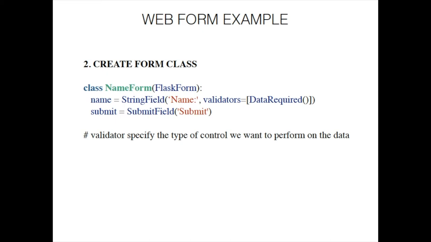Then I'm creating two things in this class, name and submit, which has all the attributes of this and new attributes of this. So these attributes exist for this, and also I'm adding these two attributes. FlaskForm doesn't have the attributes name and submit. I am creating these attributes for FlaskForm, and I wish to call it NameForm. You can call it anything that you want.